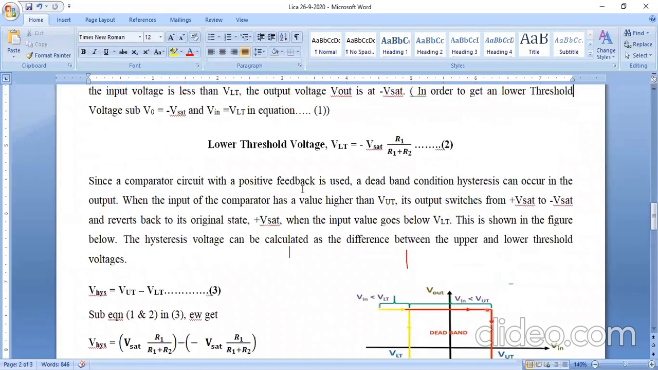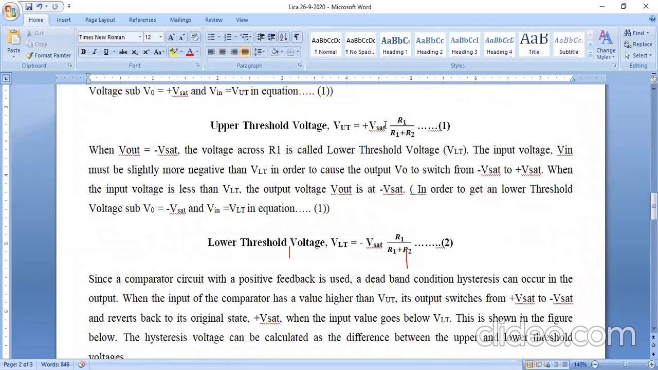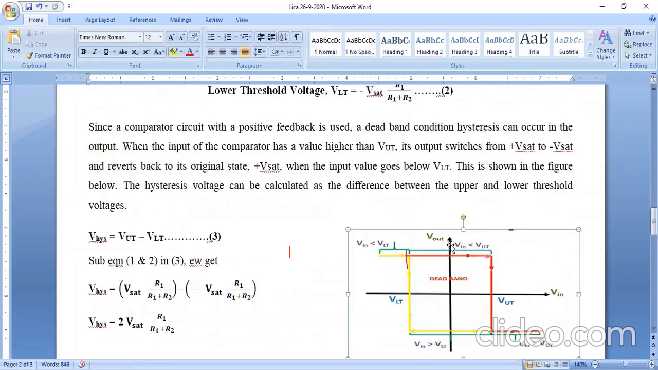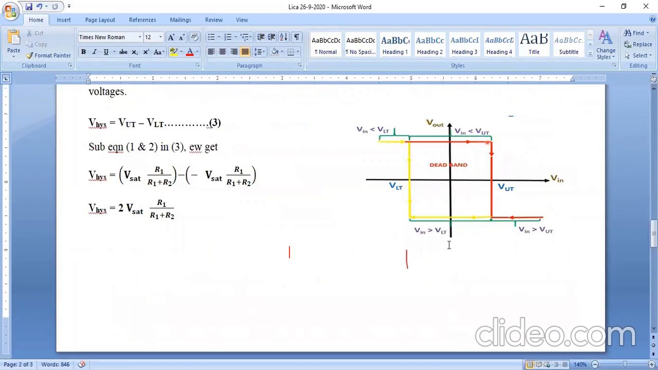Substitute the value of upper threshold voltage which we calculated here, equation 1 and equation 2, and if we take the difference, the hysteresis is equal to twice V saturation into R1 divided by R1 plus R2. So this is the behavior of bandwidth in the transfer characteristics of the inverting Schmitt trigger.